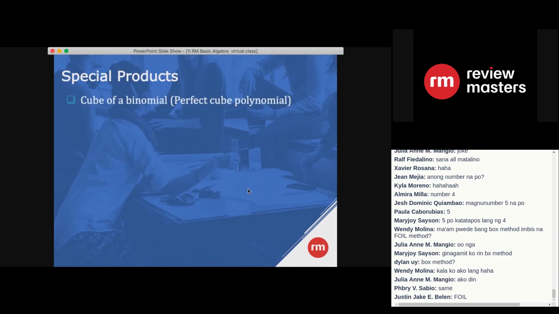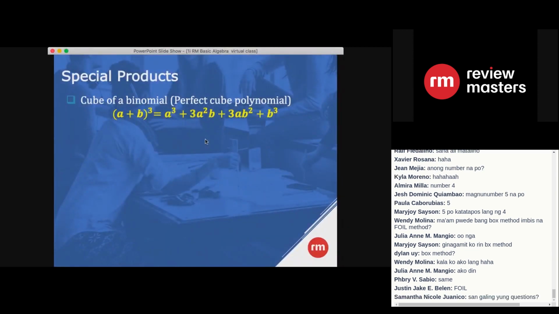Okay? Cube of a binomial. Do you still remember your cube of a binomial? So A plus B cubed, the formula for that special product would be A cubed plus 3 times A squared B plus 3AB squared plus B cubed.